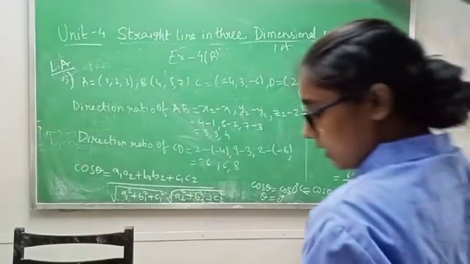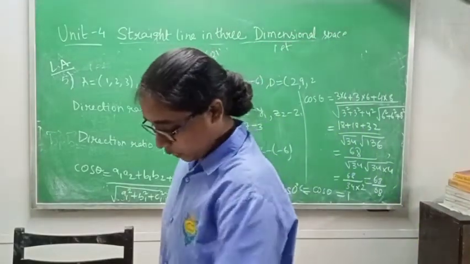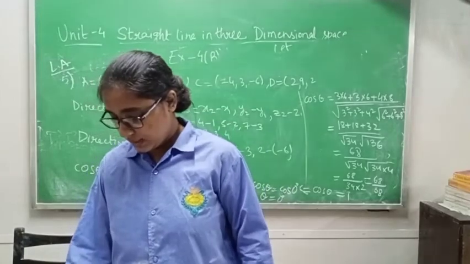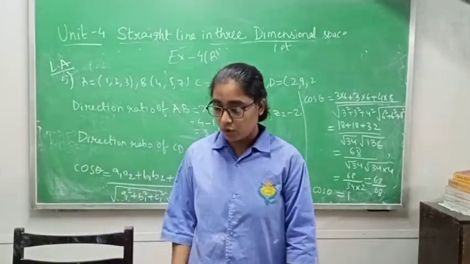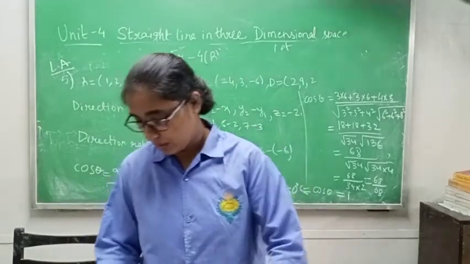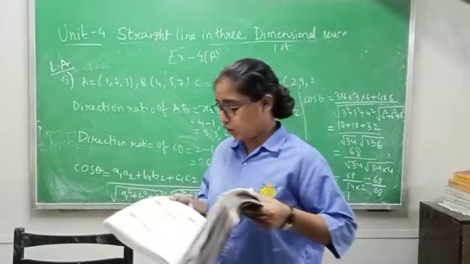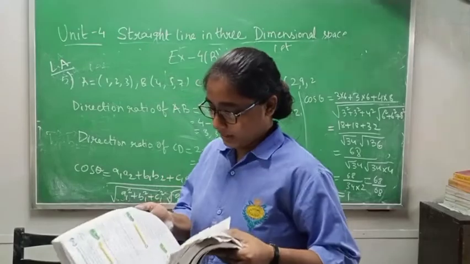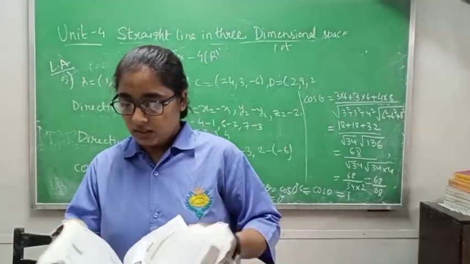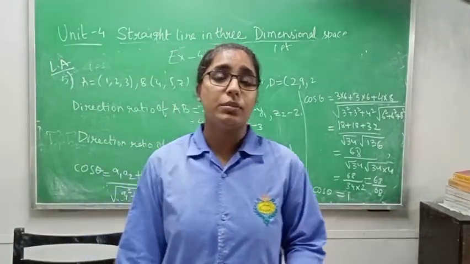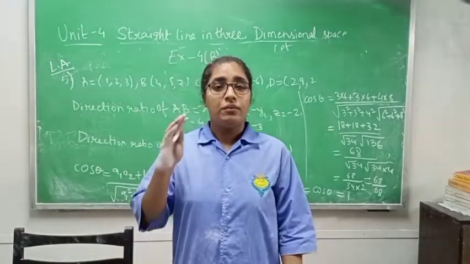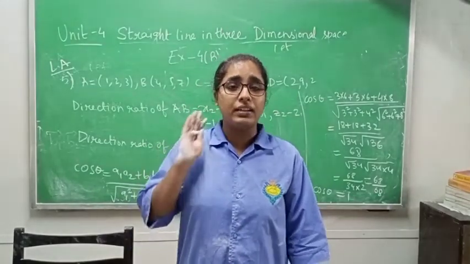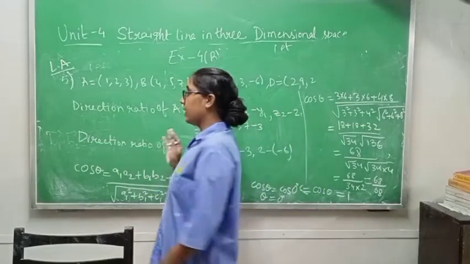Class 12, see long answer question number 5. If the coordinates of the points A, B, C, D are 1, 2, 3, 4, 5, 7, minus 4, 3, minus 6 and 2, 9, 2 respectively, then find the angle between the lines AB and CD. Means you have to find AB first and CD first. But what will you find? When points are given to you, you can find the direction ratios of AB and CD.